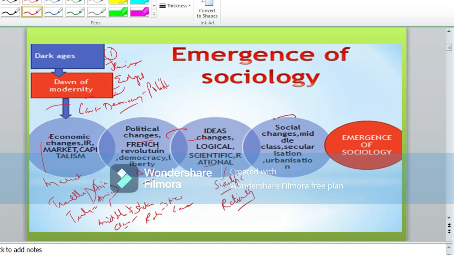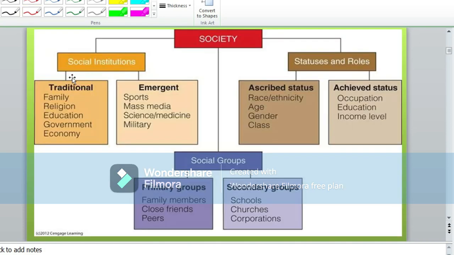Social change emerged due to class and secularization, and this leads to the establishment of sociology as a subject of research. Sociology becomes a subject of research, dear friends. Now let us see how society is built up, which is the core constituent of the subject of sociology.